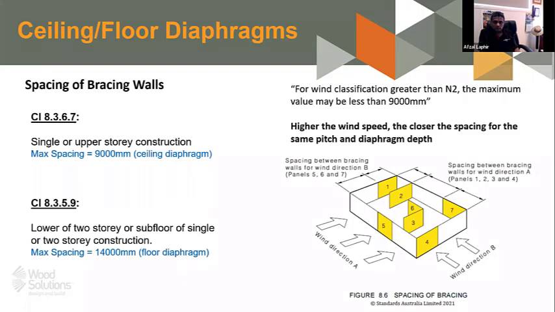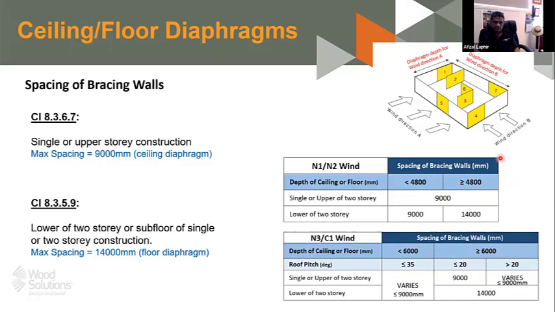And if I summarize the code specifications, you will find this is basically a simplified version. The code talks about 9 meters being the maximum spacing for single story and upper of two story, which is dictated by the stiffness of the ceiling diaphragm. And then when it goes down to the lower of two story, we can even go up to 14 meters because of the stiffness being greater.